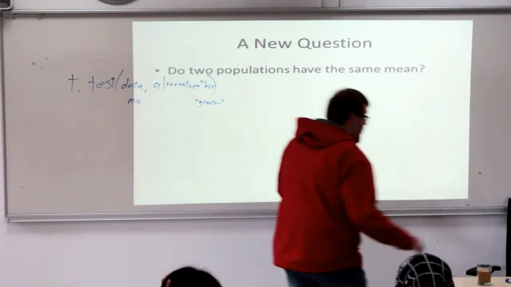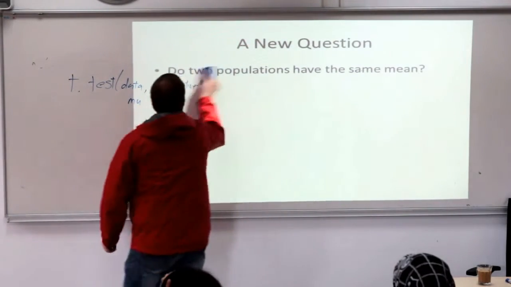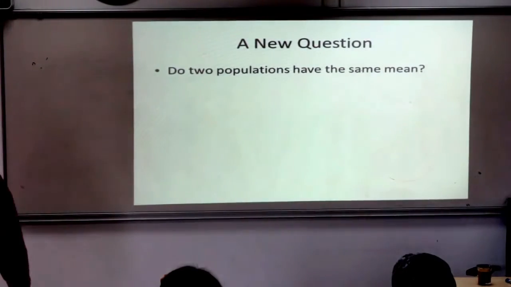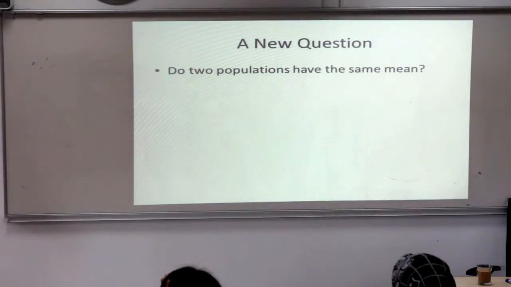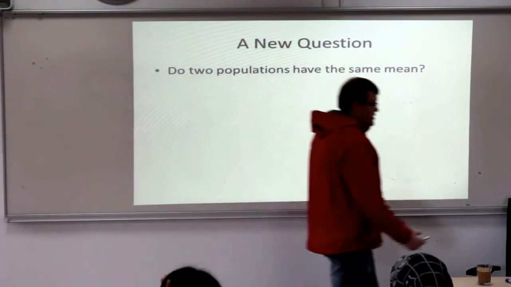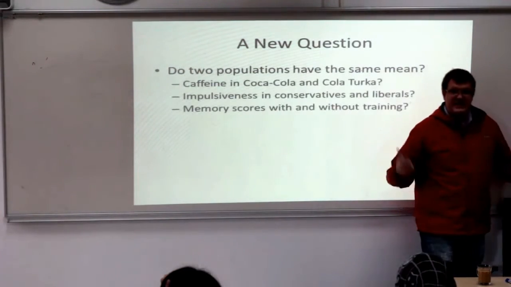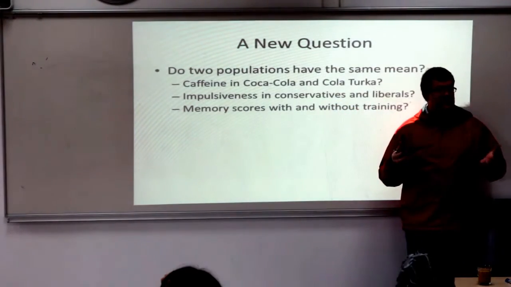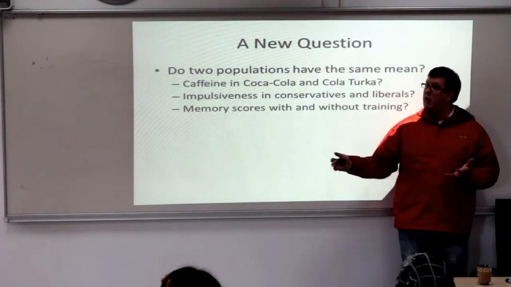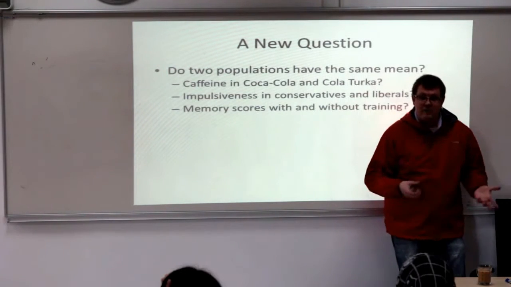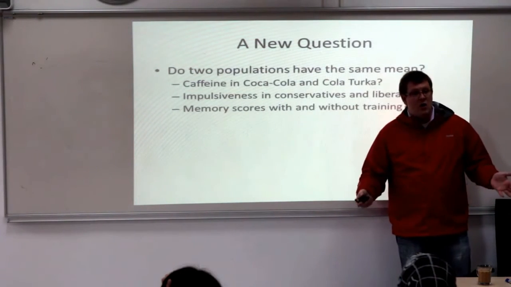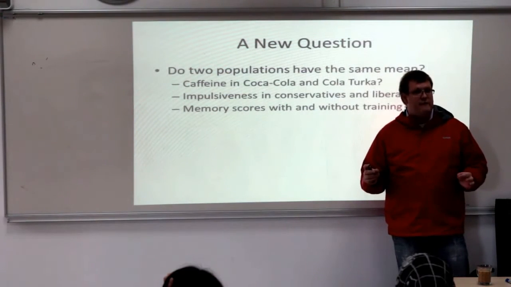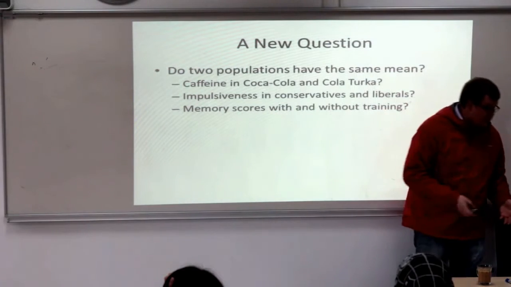So the question that we're going to be asking when we're looking at independent t-tests is whether two populations have the same mean most of the time. So these types of questions can take the form of things like this. Caffeine in Coca-Cola and Cola Turca, do they both have the same amount of caffeine? Does Cola Turca have more caffeine than Coca-Cola? Does Coca-Cola have more caffeine than Cola Turca? We don't know. We could buy some Cola Turca, buy some Coca-Cola, take some samples, measure the caffeine levels, and figure out an answer to this question.